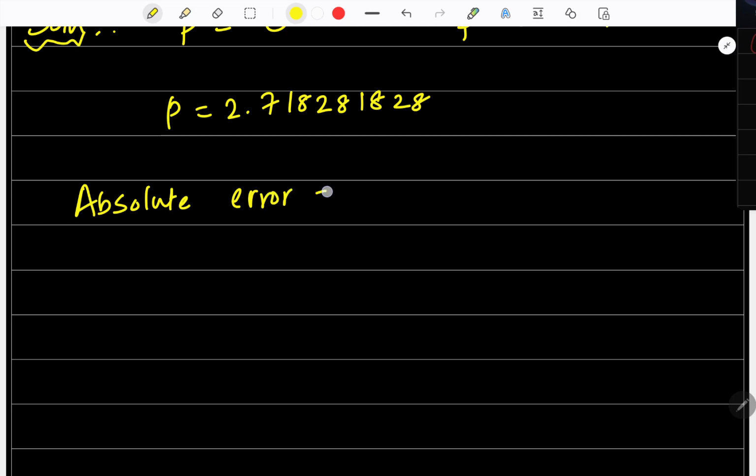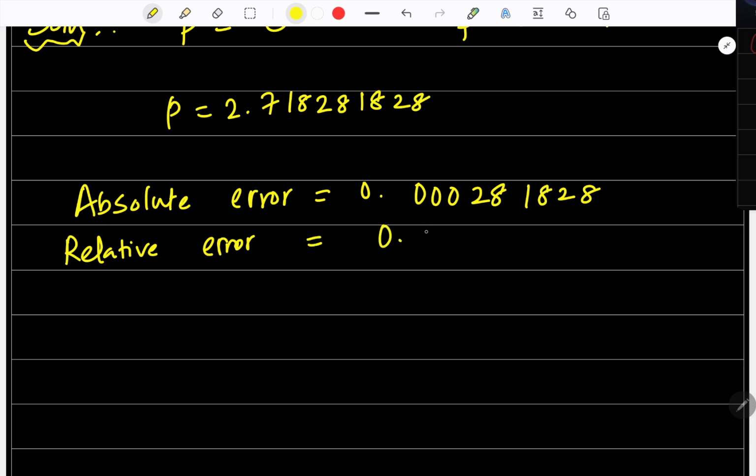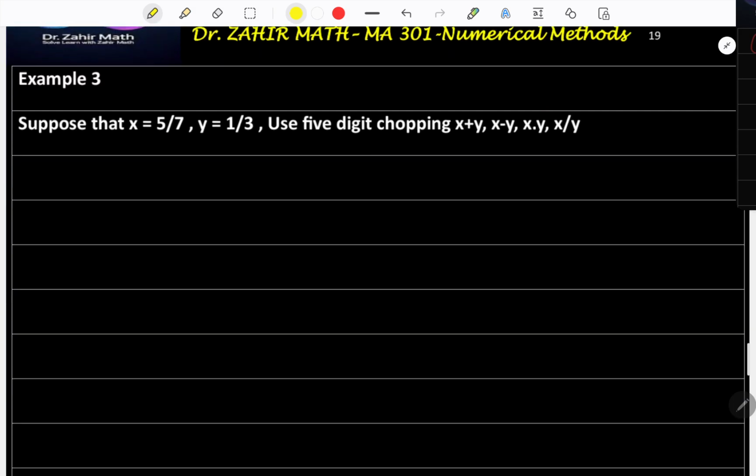So let me calculate absolute error. Absolute error is equal to 0.000281828, and relative error using the same formula. You can write in percentage, so multiply by 100, which is equal to 0.01036 percentage. Clear everybody? Clear or not? So how to calculate absolute error, and then this one, it's clear.